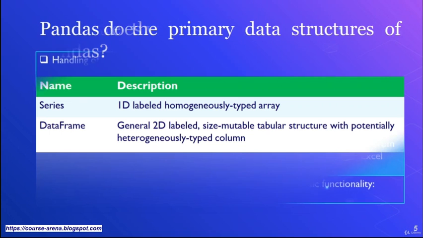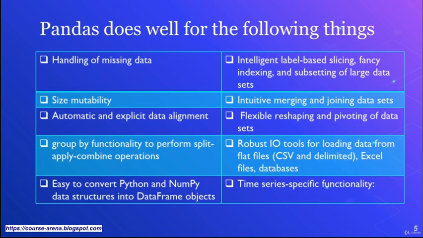Pandas is best for working with missing data, data size mutability, data alignment, grouping of data, and it is very easy to convert Python and NumPy data structures into data frame objects. It also helps in reshaping and pivoting the datasets efficiently. It is a powerful tool nowadays to work with time series data.